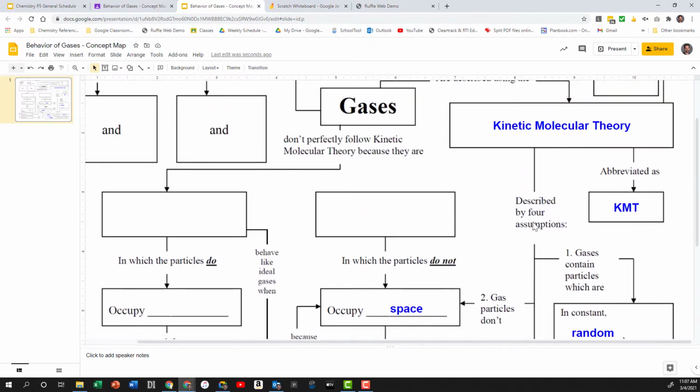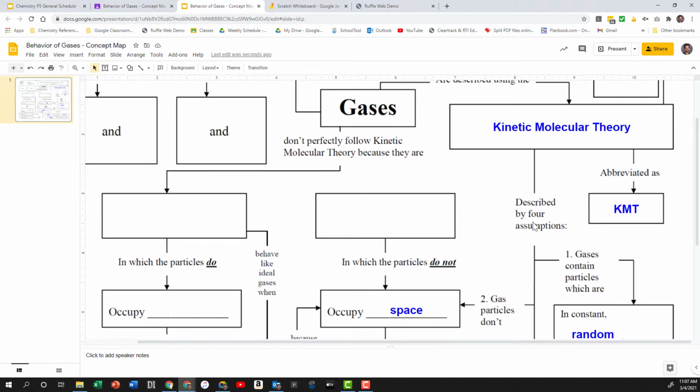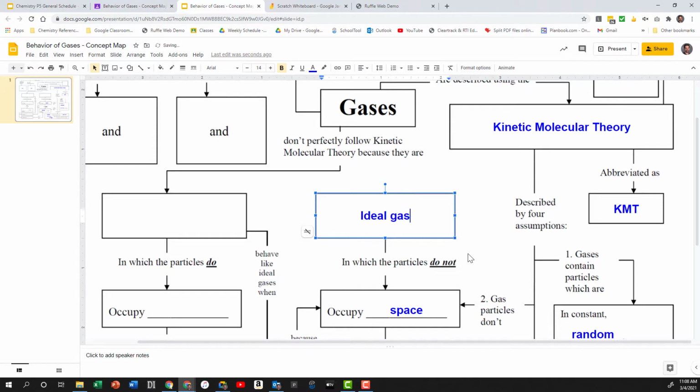So kinetic molecular theory describes gases, gas particles, and how they move. We call that an ideal gas. So ideal gases are those in which the particles obey the kinetic molecular theory.